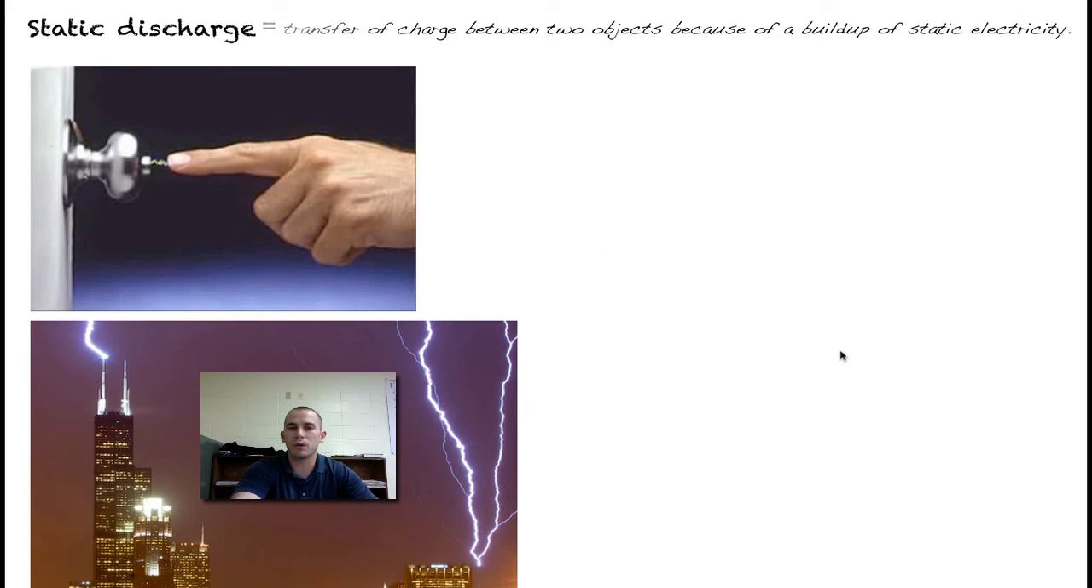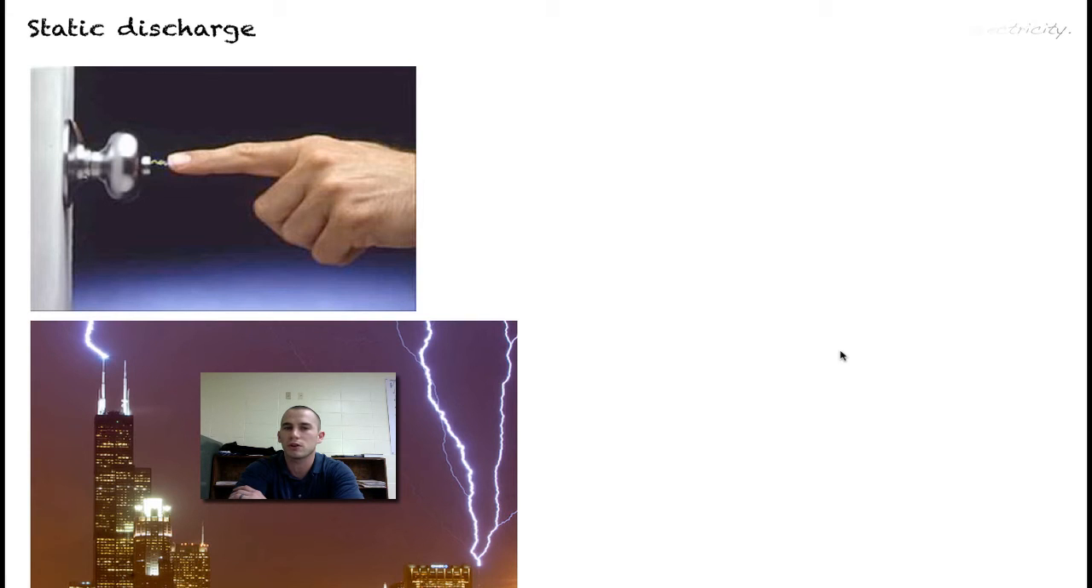Once you have a large buildup of static electricity, it can result in a static discharge. That's whenever that electric charge is transferred from one object to another object. A thing to keep in mind is that some objects are better at allowing that electric charge to flow through them, and we call those conductors. A conductor is just a material where the electric charge flows easily. An insulator would be just the opposite of that, where electric charge does not flow very easily.